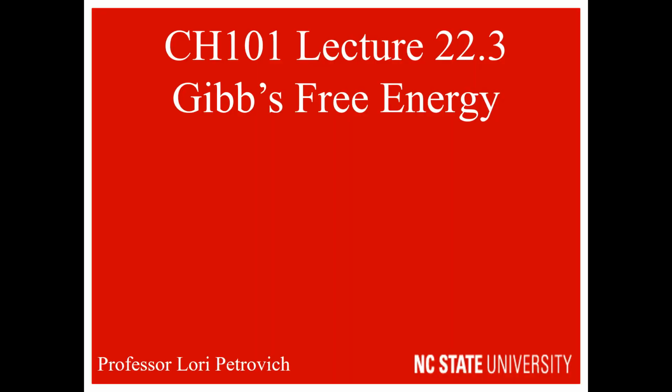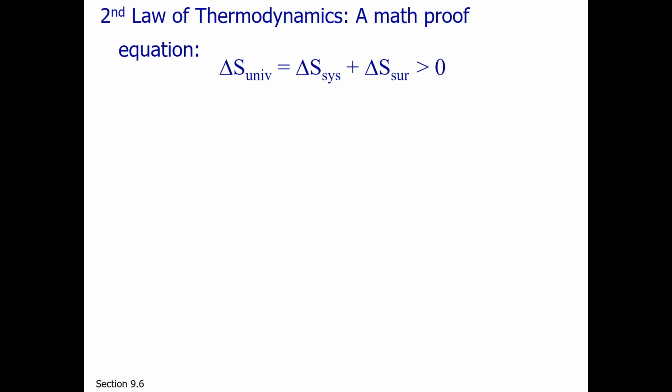Let's begin to look at how delta H and delta S interact together to predict spontaneity. They do this using Gibbs' free energy equation. I'm going to start by deriving the Gibbs free energy equation, which comes from the second law of thermodynamics. Here is a math proof for you.